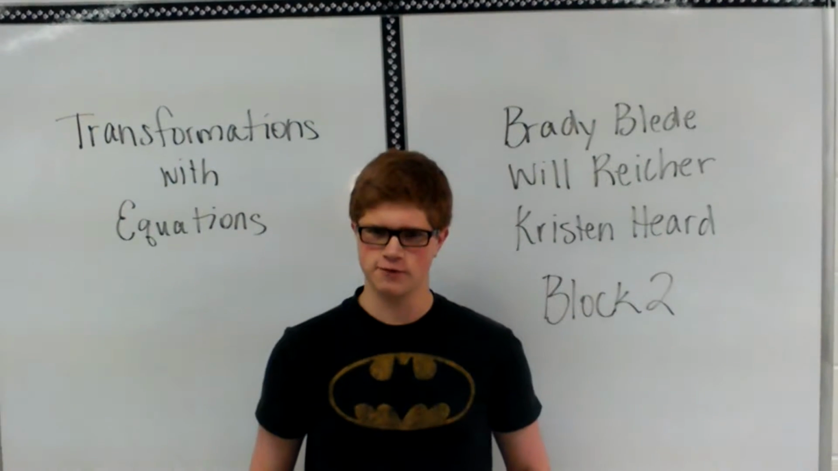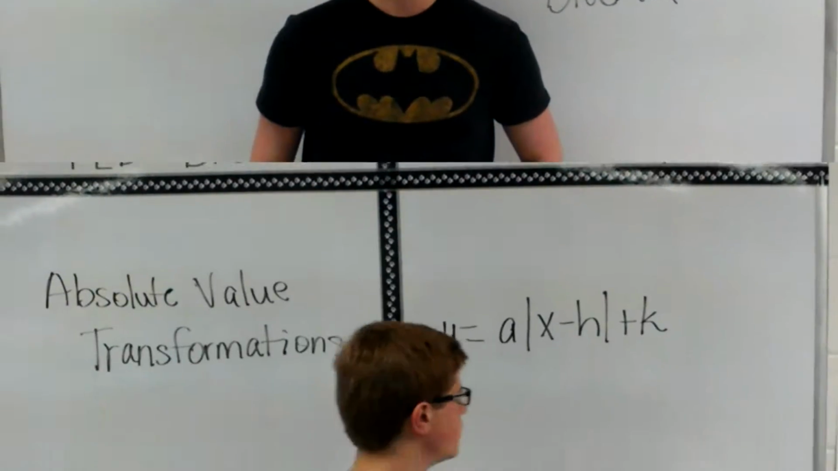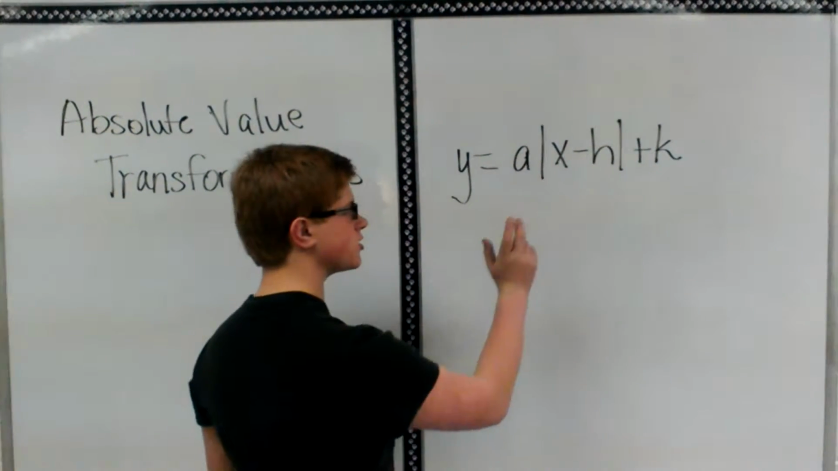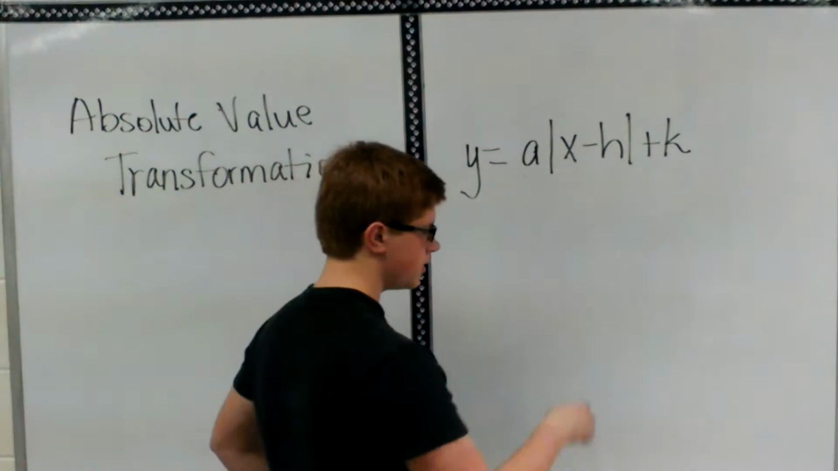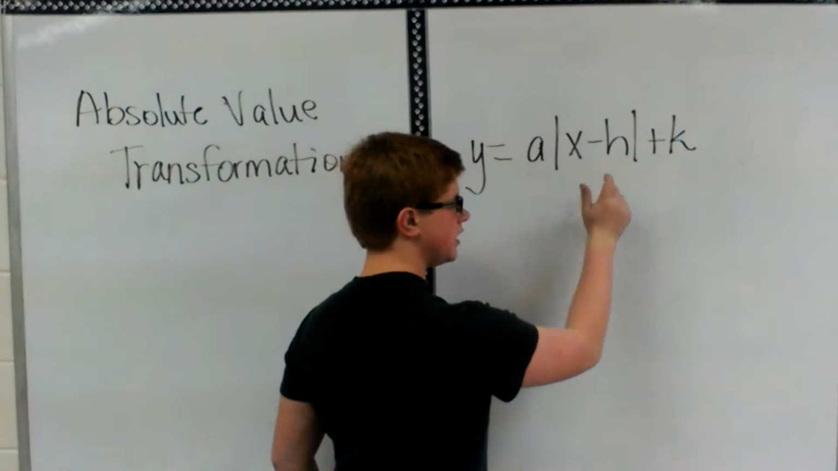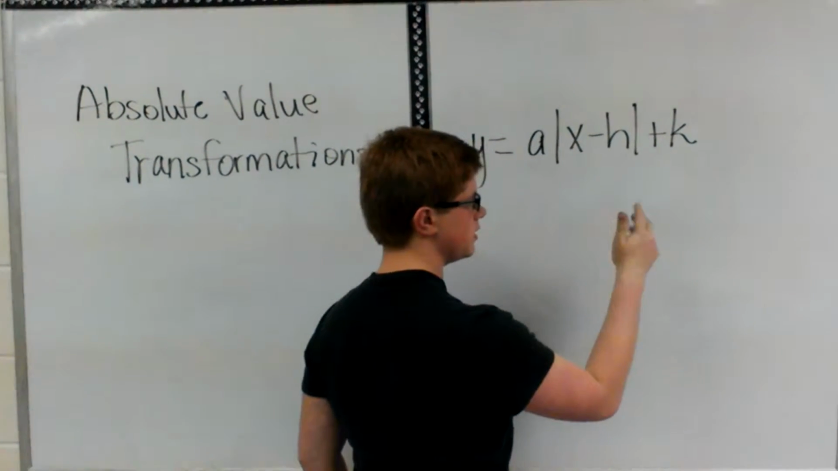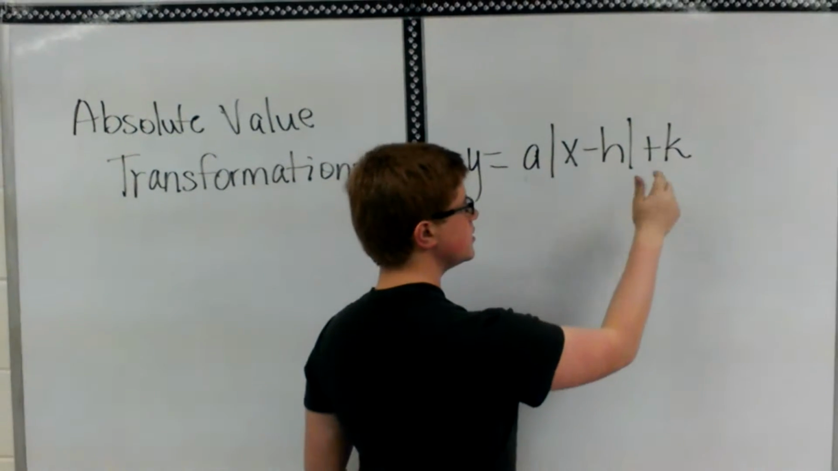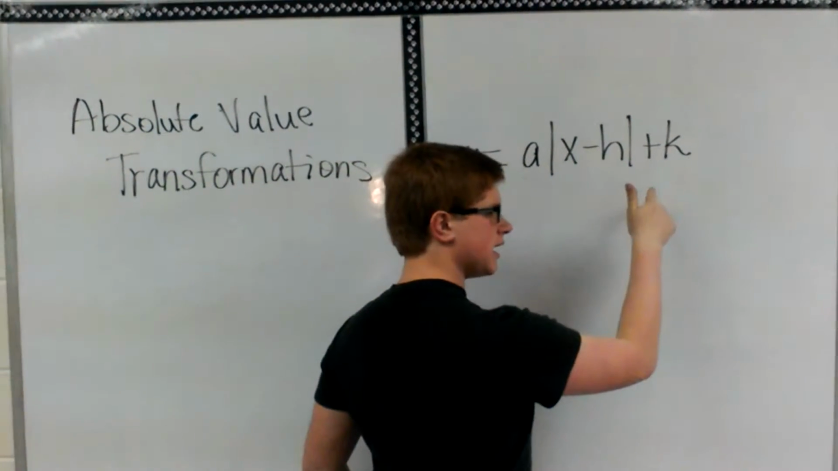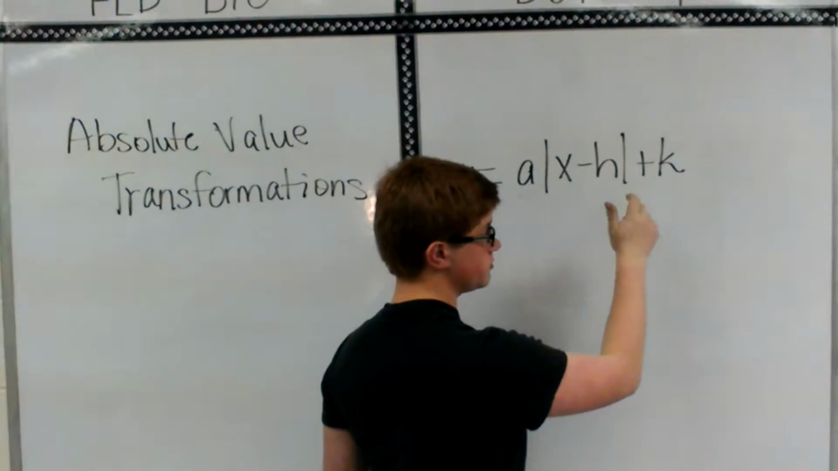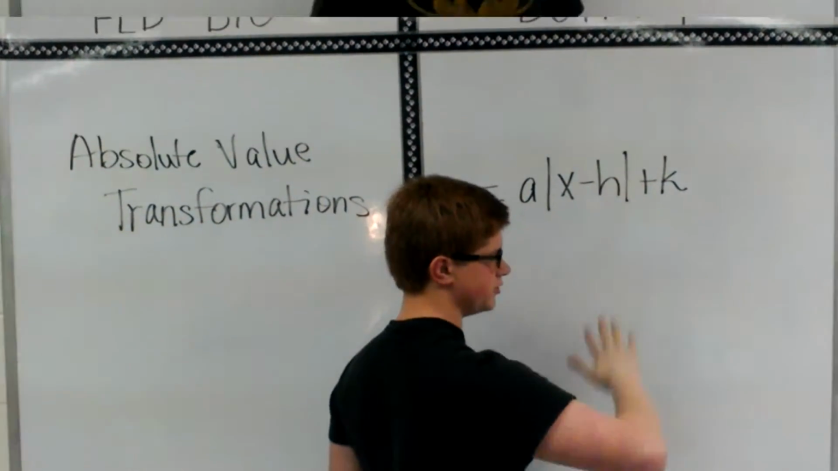This is a help video for transformations with equations. In absolute value equations, multiplying a and x will give you your slope. If you subtract h, it will move your equation to the right. If you add it, it will move it to the left. If you add k, it will move your equation up. And if you subtract k, it will move your equation down.